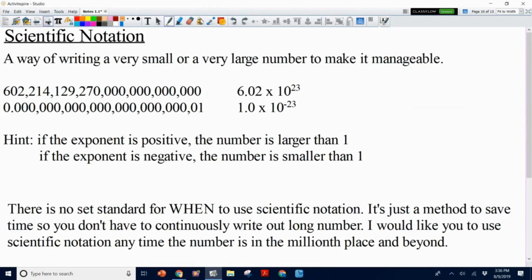All right, and so for our last topic that we need to talk about in our notes is scientific notation. So go ahead and pause the video and write this down, and then we'll come back and we'll talk about it. All right, scientific notation. What is scientific notation? Scientific notation is a way of writing a very small or a very large number that makes it manageable.